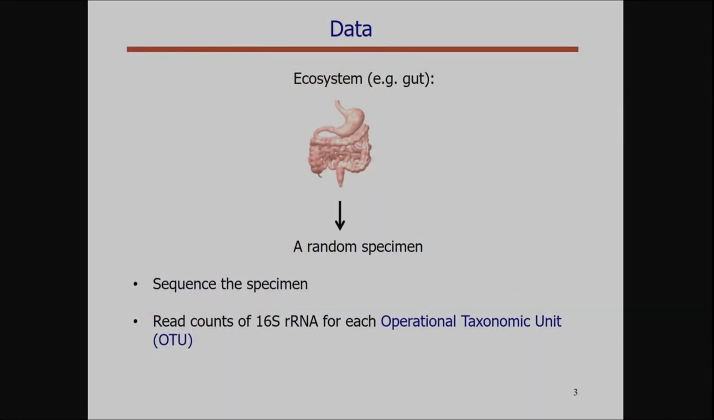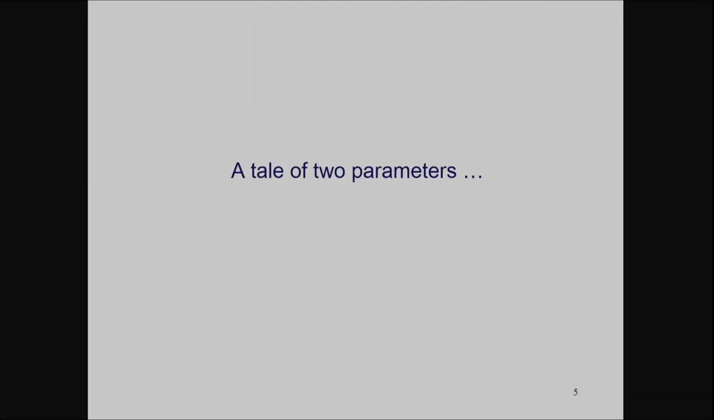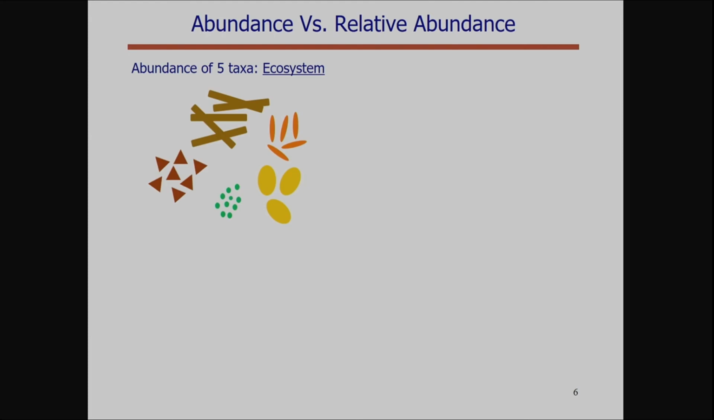So what we really have is an ecosystem, for example the gut, and we take a specimen out of that, and the specimen is processed, and we get typically a data set looking like this, which we call OTU tables. So we have m different OTUs, and there are n different subjects, and these are the observed frequencies. So that's the raw data that we come across. Then once you have data like this, you're trying to make some comparisons. You're trying to describe subjects under one condition versus subjects under a different condition. You want to see how these taxa are different. And so the problem comes down to two important parameters as reflected in my title. So I'd like to go over these carefully.